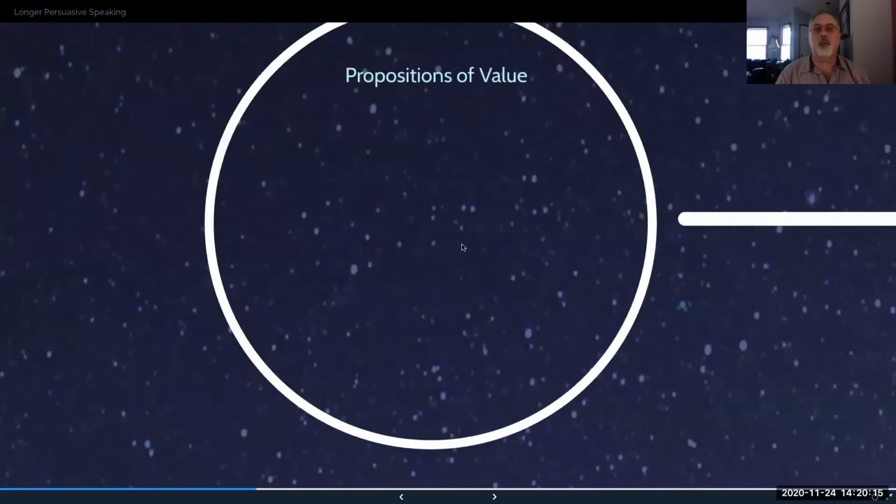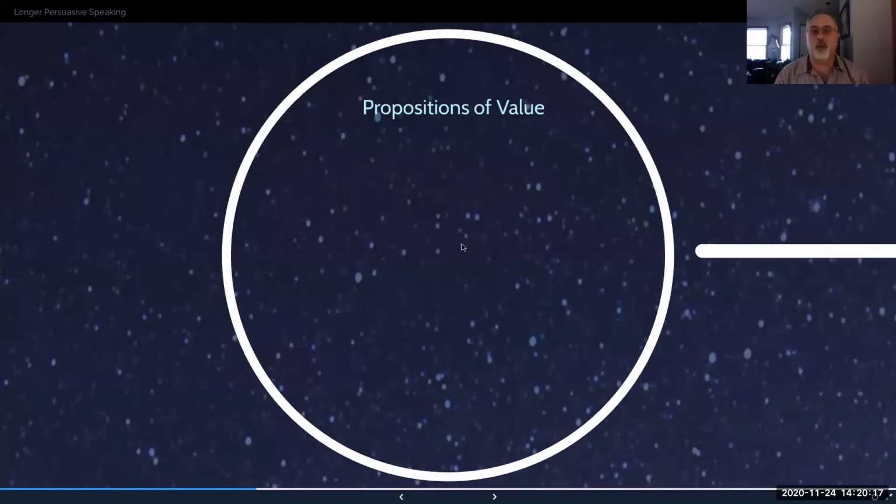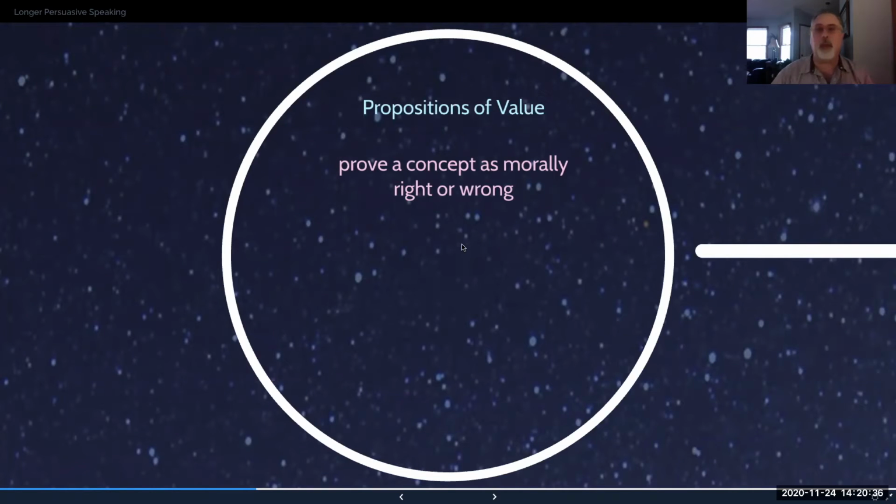The next one would be a proposition of value. Now, this one's a little bit harder to establish because value, back when we talked about ethics, I said, does everybody have the same ethics? And we said, no, they don't. We don't all have the same idea of what is a value either. So in this case, you've got to prove that your concept is either morally right or you're trying to prove that this is bad and it's morally wrong.